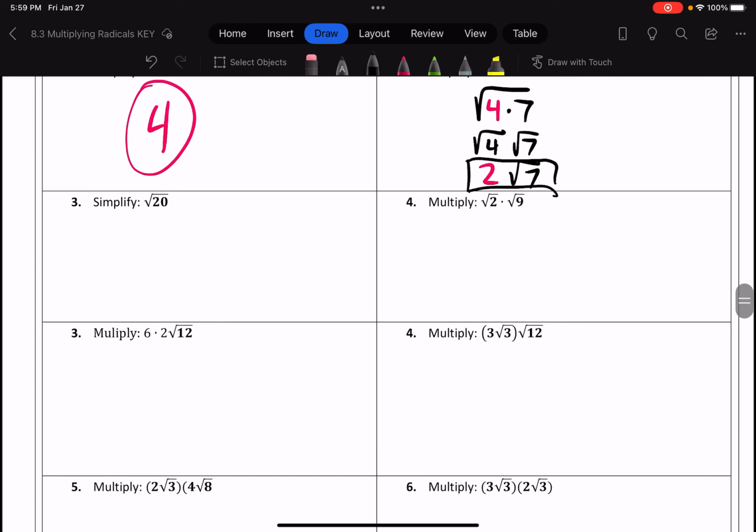Then we got square root of 20. Well, I know its perfect square factor is 4 again, so that's going to give me 4 times 5. Now I got the square root of 4 times square root of 5. And the square root of 4 is 2, so that's 2 square root of 5.